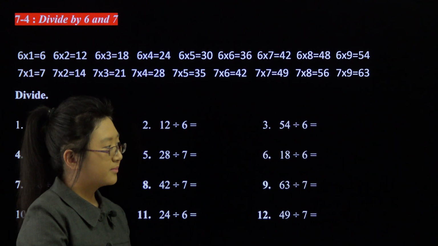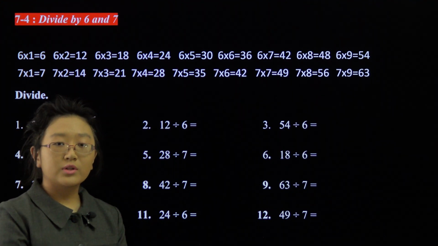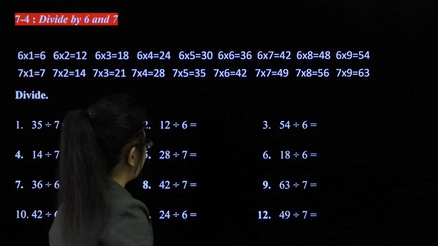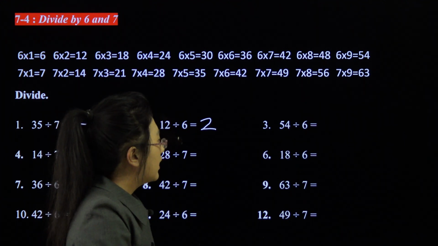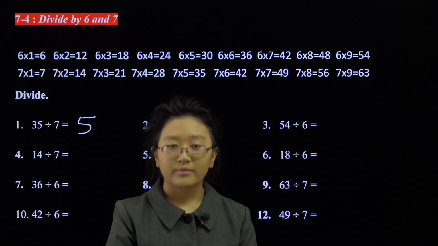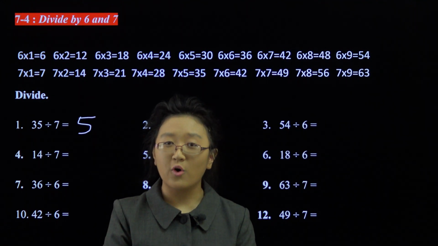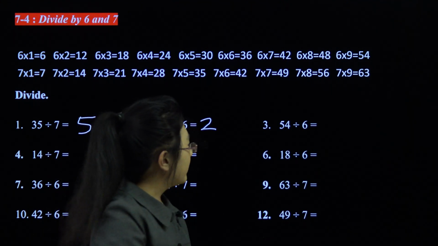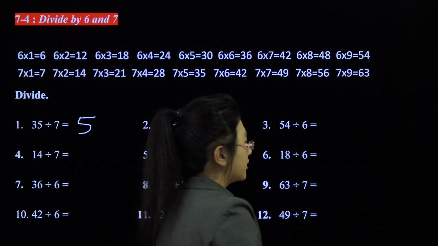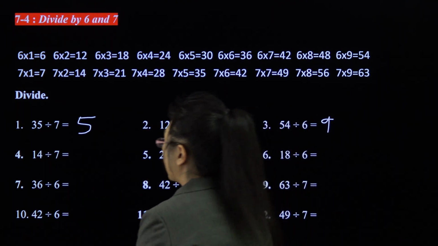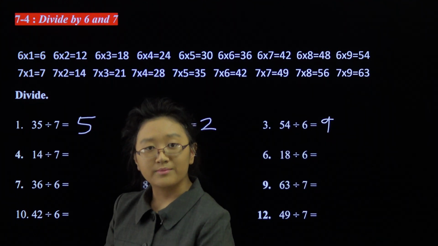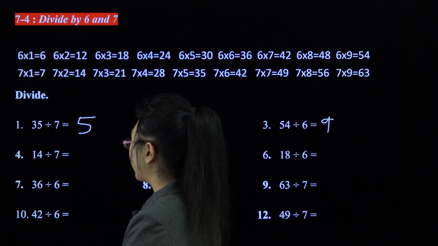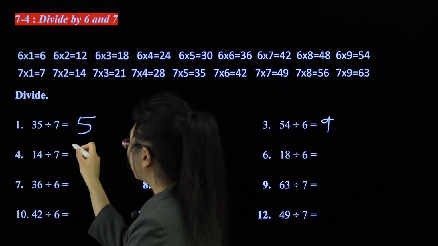12 divided by 6. 6 times what equals 12? 6 times 2 equals 12. 12 divided by 6 equals 2. 54 divided by 6. 6 times what equals 54? 6 times 9 equals 54. 54 divided by 6 equals 9. 14 divided by 7. 7 times what equals 14? 7 times 2 equals 14. 14 divided by 7 equals 2.